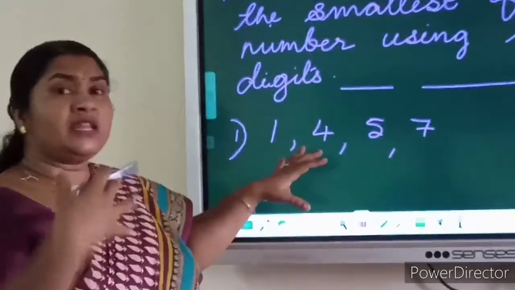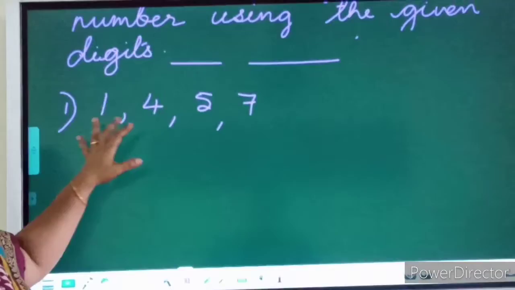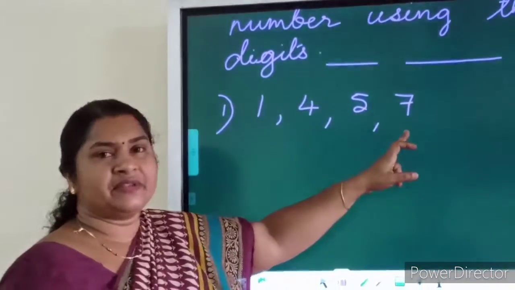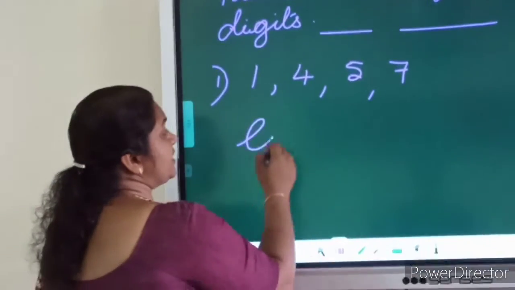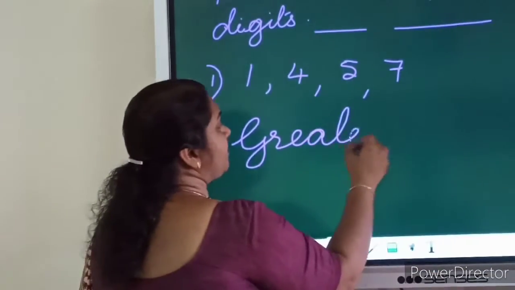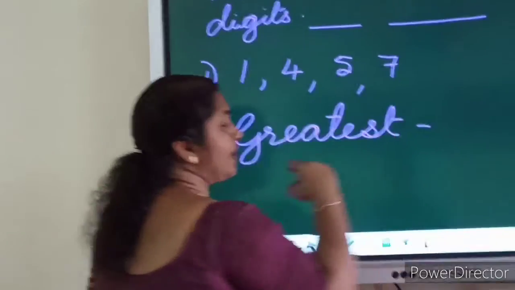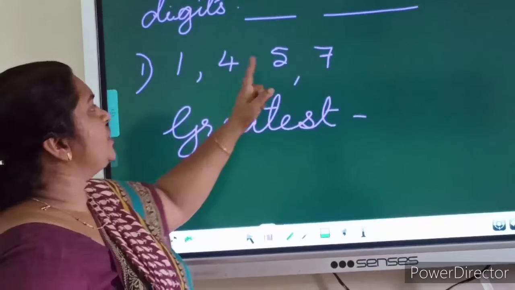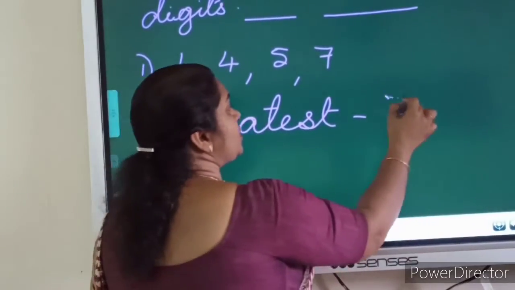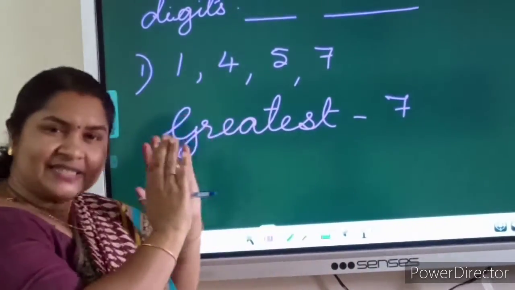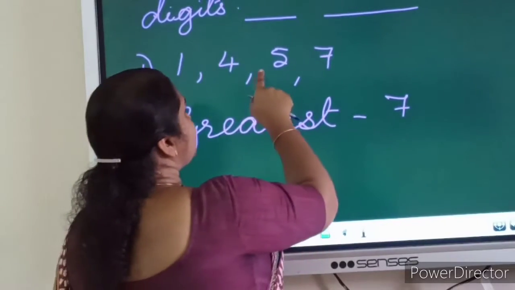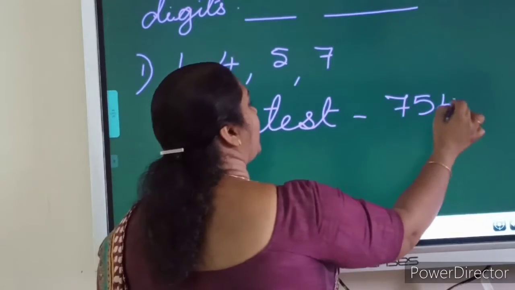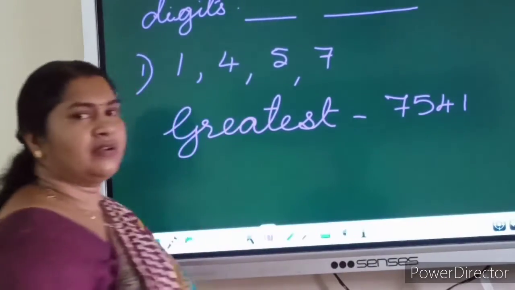We can take many numbers. So the digits are given 1, 4, 5 and 7. With these digits, the greatest number, how to make? For that, from here the biggest digit is 7. So that digit we should place on the left side. Then the next greatest 5. Then 4 and then 1. Okay.